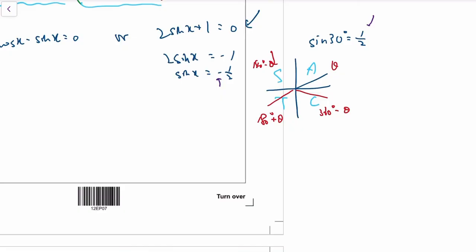Alright, if you don't know about the CAST diagram, you can look for my YouTube lecture. I put the whole lecture for free here. But anyhow, that means x is 180 plus 30, or 360 minus 30. So it's 210 and 330.